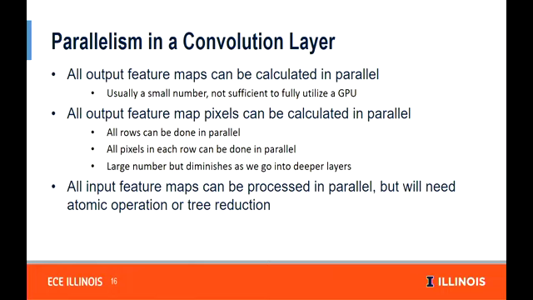And so all the output feature maps can be calculated in parallel in this convolution, right? So just like the 2D convolution, we have a lot of parallelism at our disposal. We can generate every output element independently. Okay, they don't depend on each other. And all the output feature map pixels can also be calculated in parallel. Within each output feature map, all the pixels can be generated independently. So all the rows can be done in parallel. All the pixels in each row can be done in parallel. So there's really a lot of parallelism flexibility that we have in this computation.